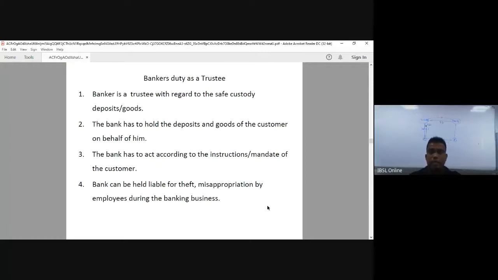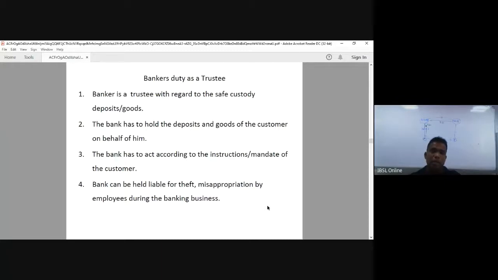Banker's duty as a trustee. Now, banks, I told you, under the banker-customer relationship, the fundamental relationship is the contractual relationship. It's a contract. But I said, from time to time, it can have a different type of relationship, a different nature of relationship.